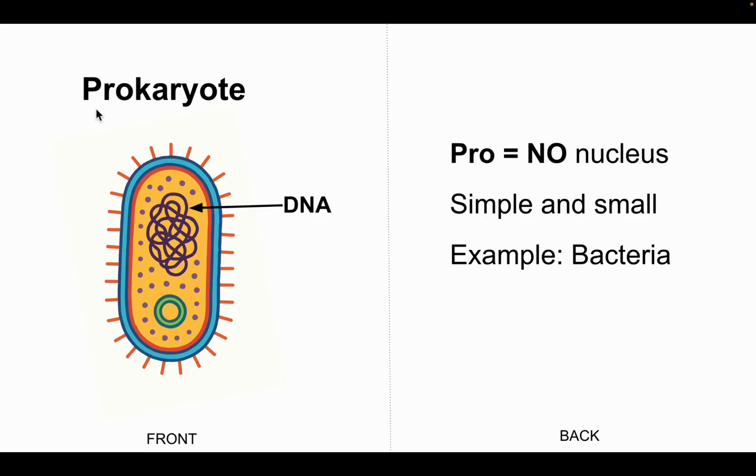Next is prokaryotes. Remember, these are the cells that have no nucleus. Pro equals no. Pro, no nucleus. They're simple and small. An example is a bacteria. Make sure when you draw your picture on the front of your card, you label this purple line. This is the DNA of the cell.